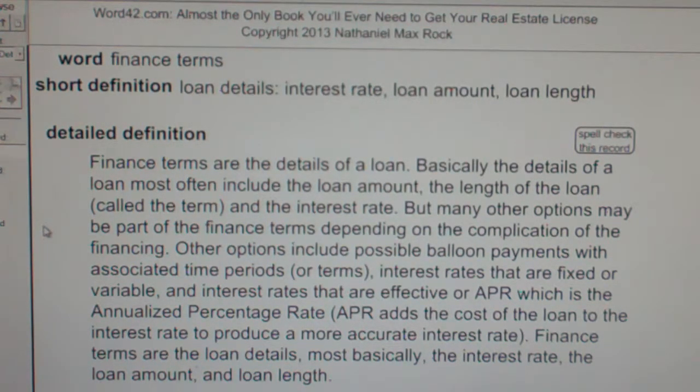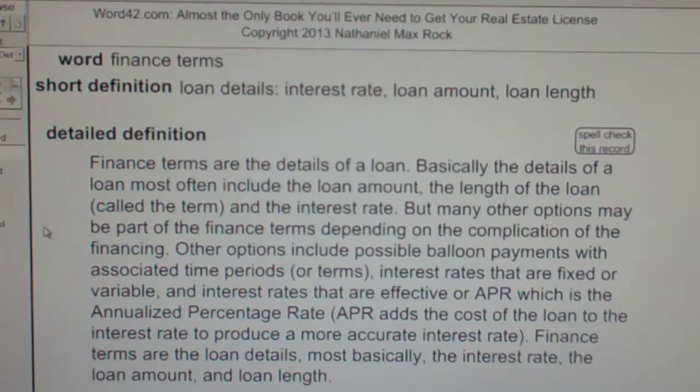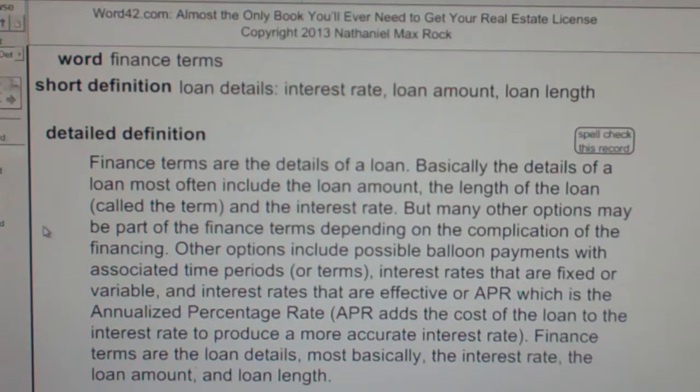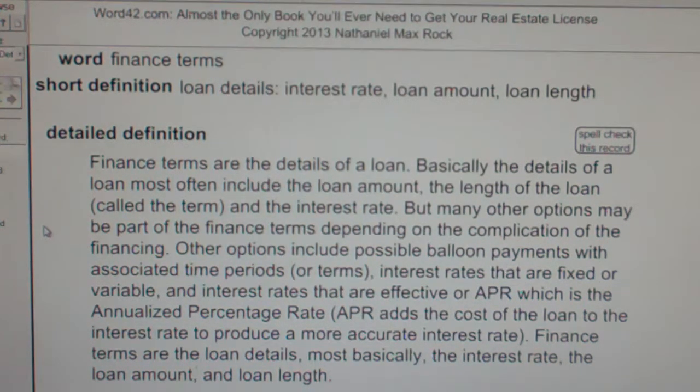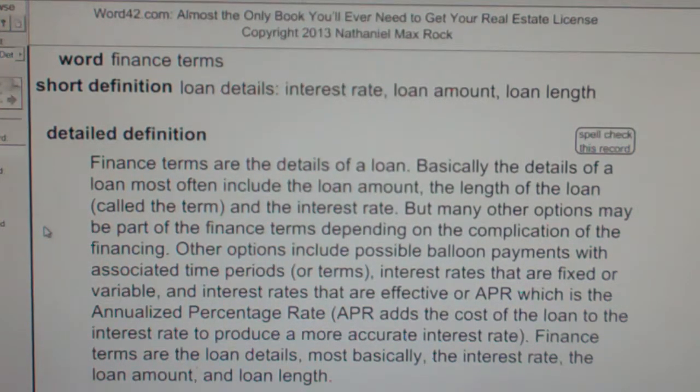the financing. Other options include possible balloon payments with associated time periods or terms, interest rates that are fixed or variable, and interest rates that are effective or APR, which is the annualized percentage rate. APR adds the cost of the loan to the interest rate to produce a more accurate interest rate. Finance terms are the loan details, most basically the interest rate, the loan amount, and the loan length.